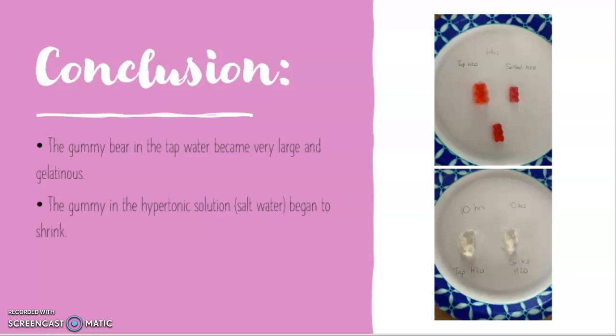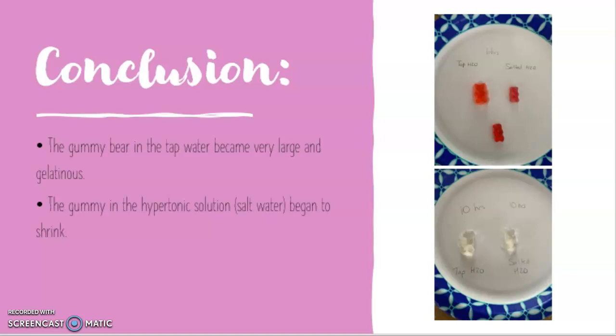The higher concentration of salt is what shrunk the gummy bear. This occurs because the solution had a lower concentration of water in comparison to the gummy bear. Therefore, the water flowed from the area of higher concentration, the gummy bear, to an area of lower concentration, the salt water, to create more of an isotonic solution.